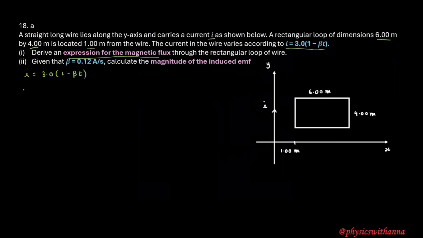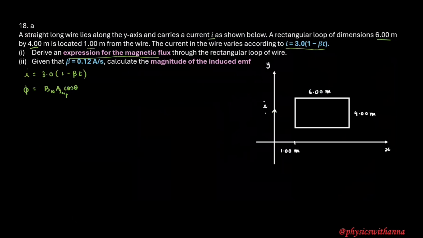We know that magnetic flux phi is given as B A cosine theta. Here the magnetic field is due to the straight wire, so I will write magnetic field of wire. And we are finding the flux through the loop, so it will be the area of the loop. And theta is the angle between them.